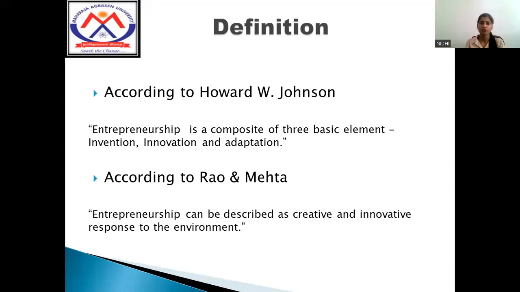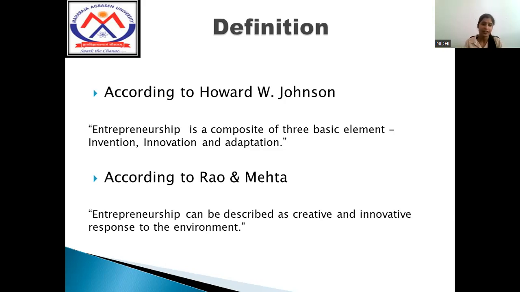According to Howard W. Johnson, entrepreneurship is a composite of three basic elements: invention, innovation, and adaptation. Entrepreneurs are the ones who invent something, who innovate new products and new services, and adapt to market changes as well. Whatever changes occur in the market, entrepreneurs are the ones who adapt to these situations and produce the product as per the market requirements.